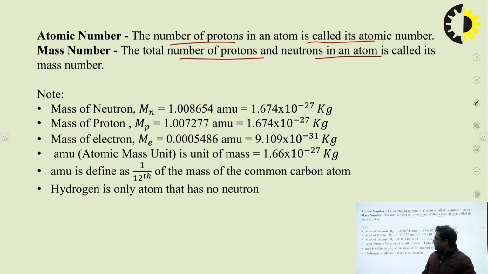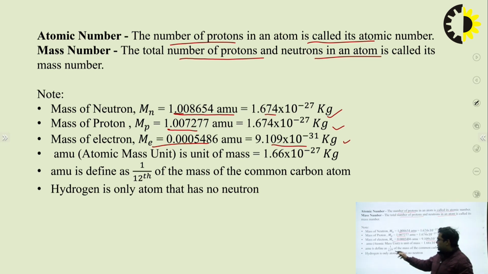Another thing to always remember: the mass of a neutron is 1.008654 AMU, or approximately 1.67 into 10 to the power minus 27 kg. The mass of a proton is 1.007277 AMU, and this much in kg. The mass of an electron is 9.106109 into 10 to the power minus 31 kg.